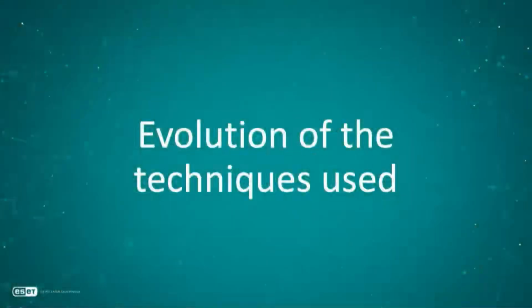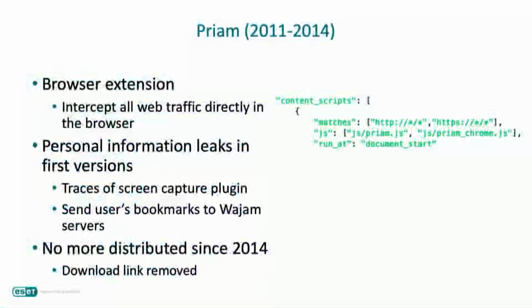So now we have seen the common features. Let's look deeper at the techniques used by Wajam, and especially the ones to perform traffic interception. As I said before, the first version was distributed as a browser extension, so it can easily inject JavaScript code in any web page with this manifest file. So it matches any URL, HTTP or HTTPS.